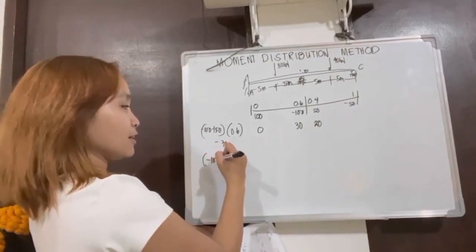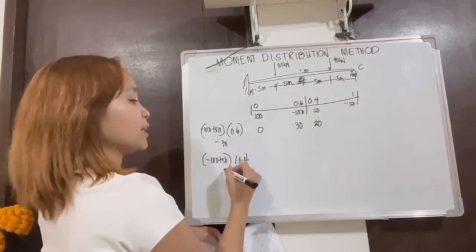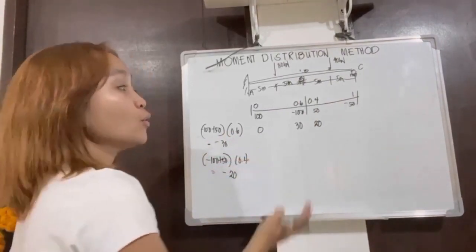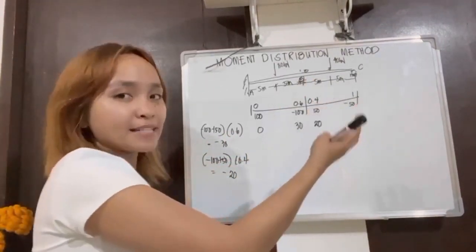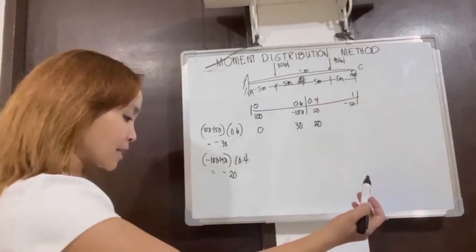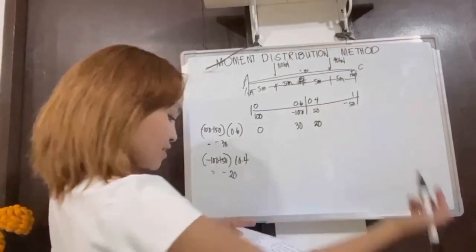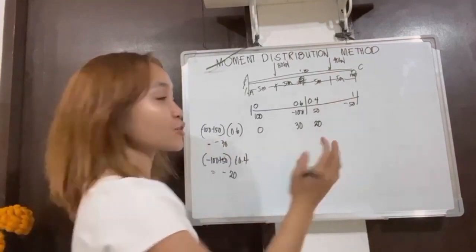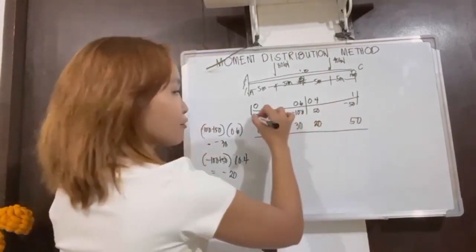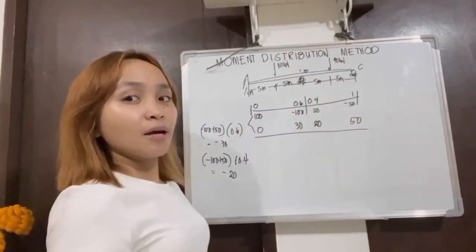So, negative 100 plus 50 multiplied by 0.4. What we got is equal to negative 20. Since the value is negative, we put positive 20 here. The same way, we multiply negative 50 times 1. Since the answer is negative 50, we put positive 50 here. So, this is our first factor, or first distributing factor.